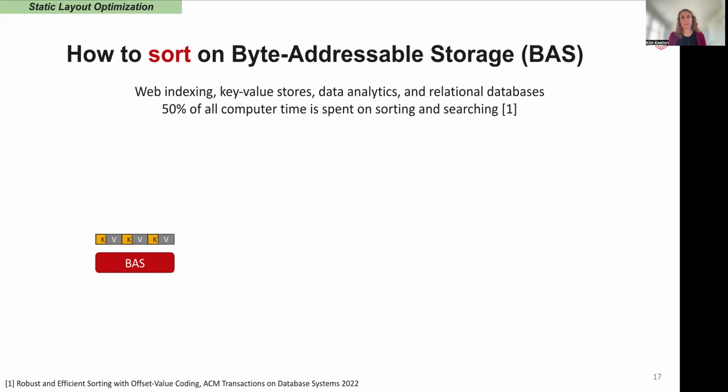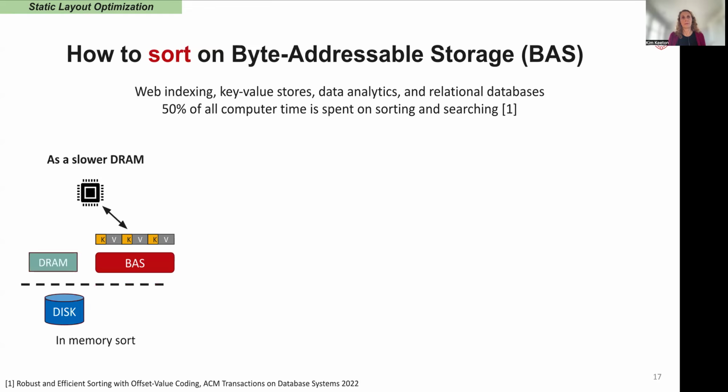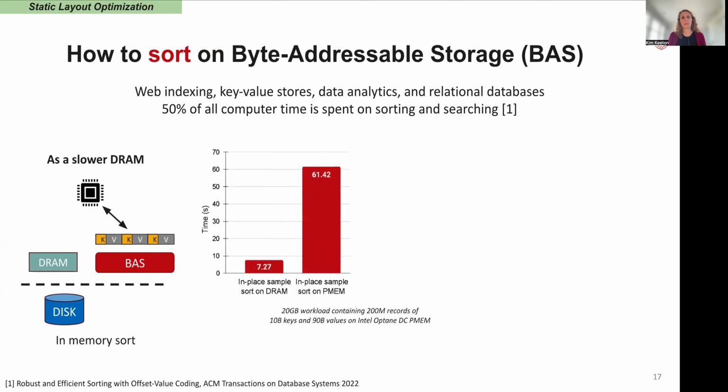So let's assume we have a key-value file stored in contiguous fashion on this byte-addressable storage device. One way to treat this new device, since it has good random read properties and better read latencies than SSDs, is to just use it as slower DRAM. And that's what we attempted. To our surprise, sorting in place on the byte-addressable storage device directly is 9x slower than sorting on DRAM. So clearly, treating it as DRAM is bad.